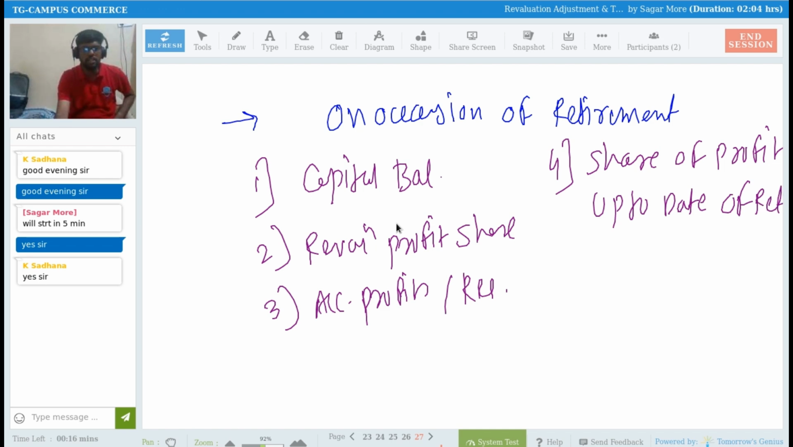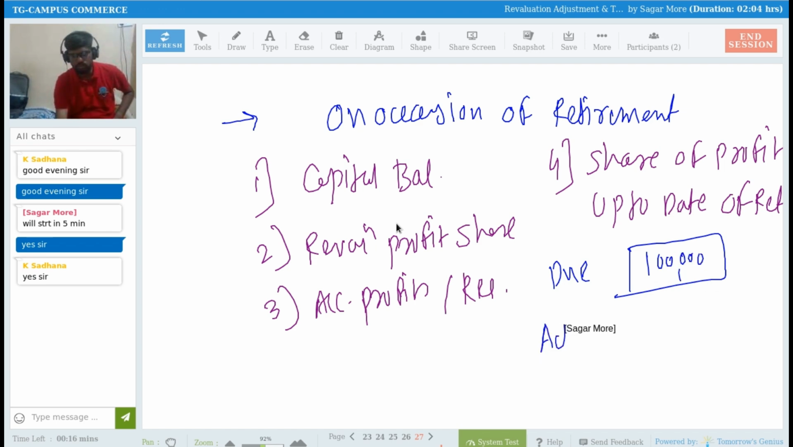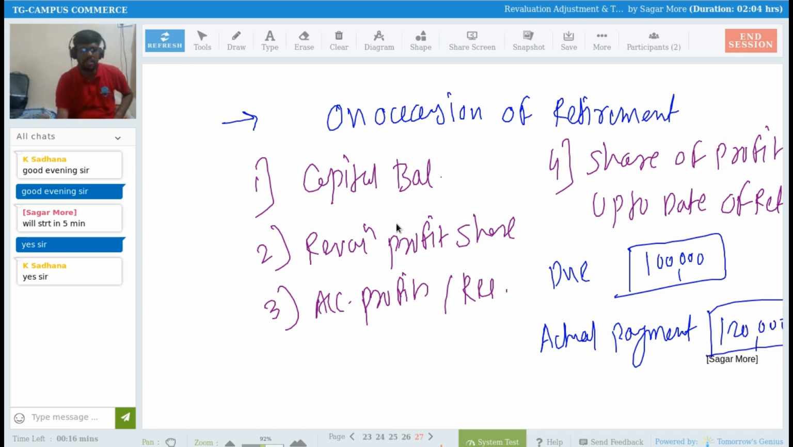So by calculating all these four things, I'm getting that the due amount to that partner is 1 lakh rupees, right? But in the question, suppose it is given to you, actual payment is 1,20,000 rupees. So yes, clearly it is indicating here, how much are you supposed to pay? Due amount is 1 lakh, but actual payment then is 1,20,000. So you have paid more than what is payable, right?